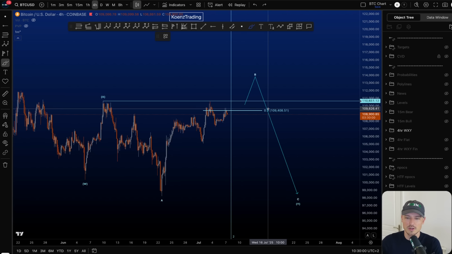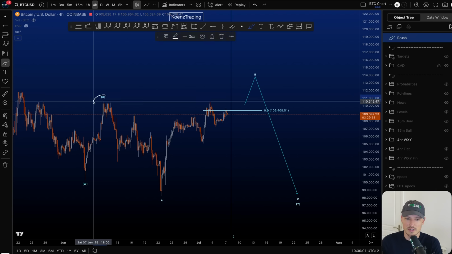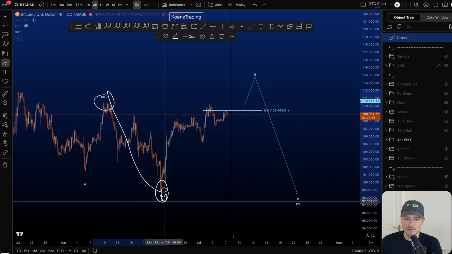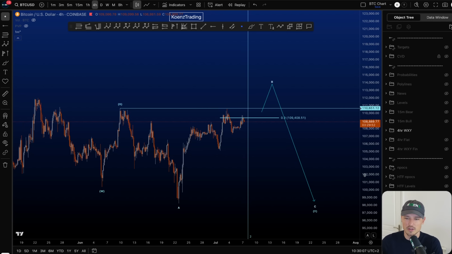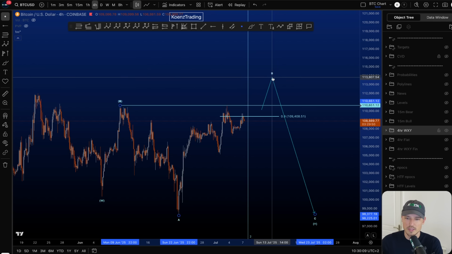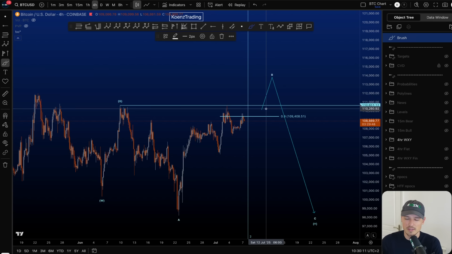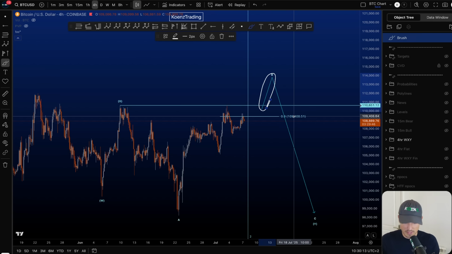Now, in this case, though, you can see that the 0.9 is touched. It's taken from the start to the end of your first wave A to the downside. So that is a minimum target for your wave B. But as you can see, I still have a move to the upside in this wave B.